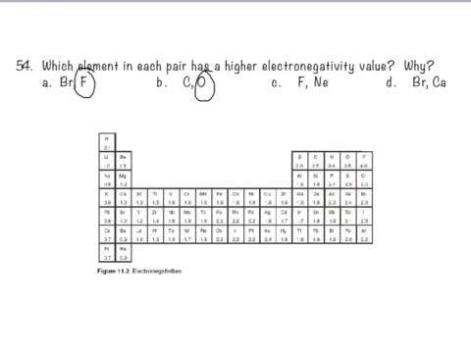Out of fluorine and neon, it's got to be fluorine. Neon's not even listed on this table. Why? It's a noble gas. It doesn't have an attraction for any more electrons. And then bromine and calcium, it's definitely going to be bromine. Once again, it has 7 valence electrons. It really wants to have 8. Calcium only has 2.